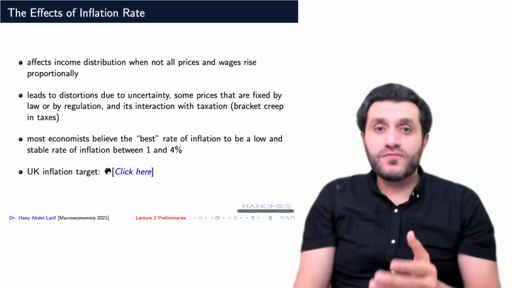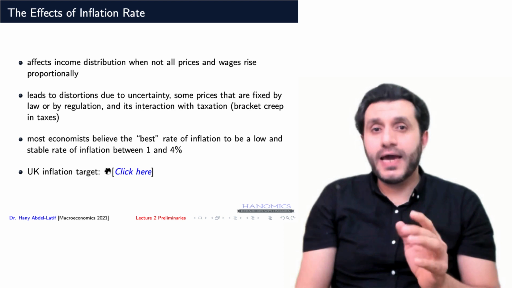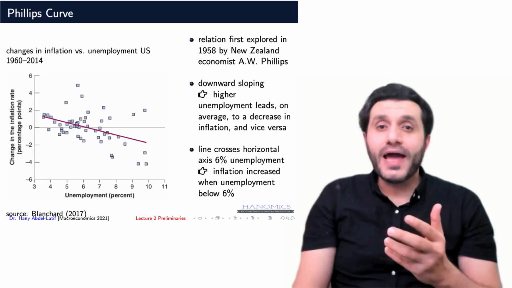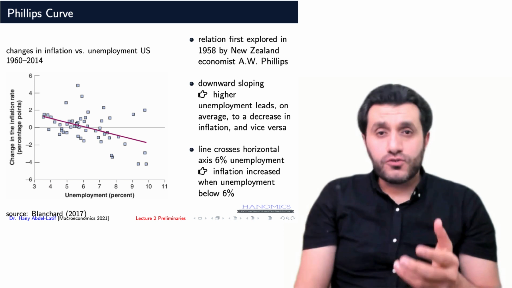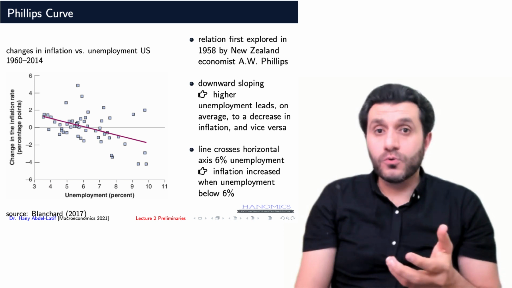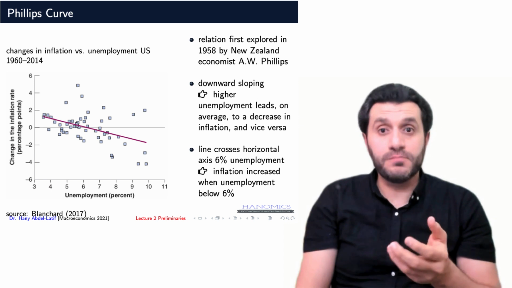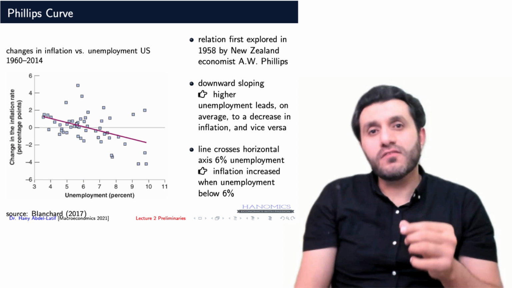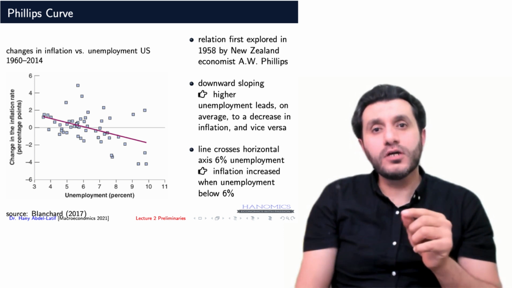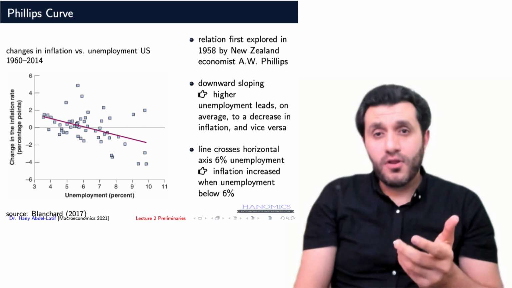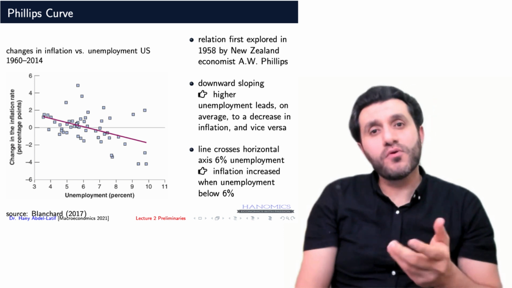Before we conclude this video, I would like to refer to an interesting relationship between inflation and unemployment, known as the Phillips curve. This relation was first explored in 1958 by a New Zealand economist, Phillips, who plotted the rate of inflation against the unemployment rate as a downward sloped line, implying a negative relationship between both variables.